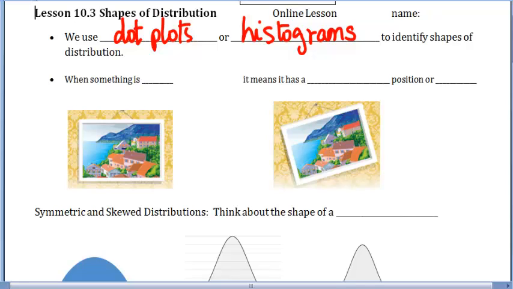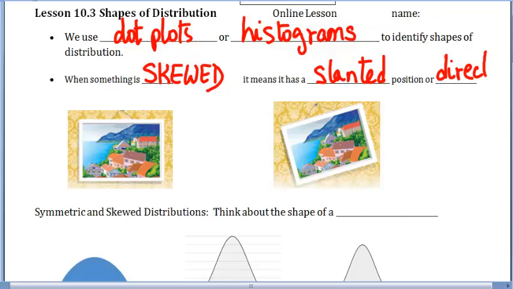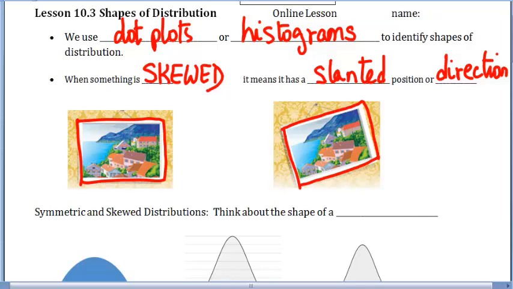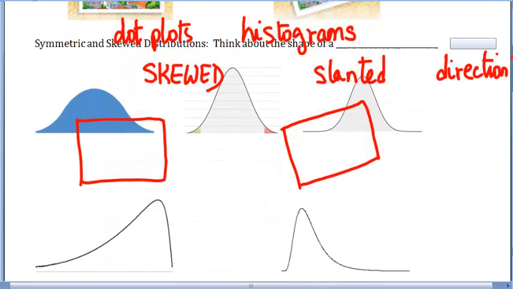So when something is skewed, and this is a word that you have to know, it just means that it has a slanted position or direction. Think of skewed as meaning sloppy, kind of. If you look at this picture, this one is nice and neat, but this one is sloppy, or slanted in a position or direction. That's what it means.